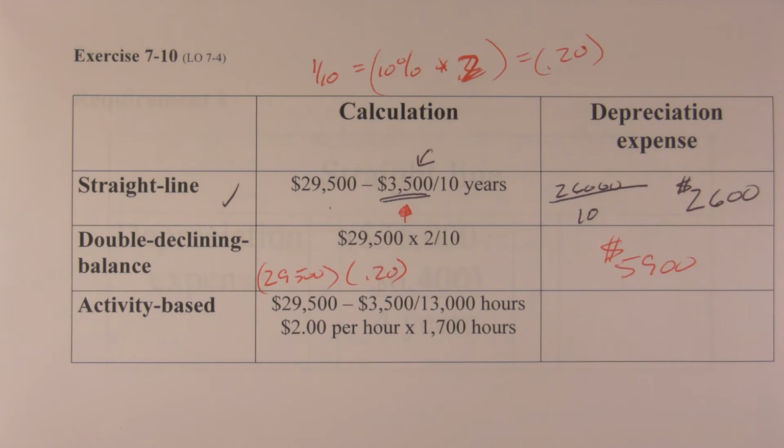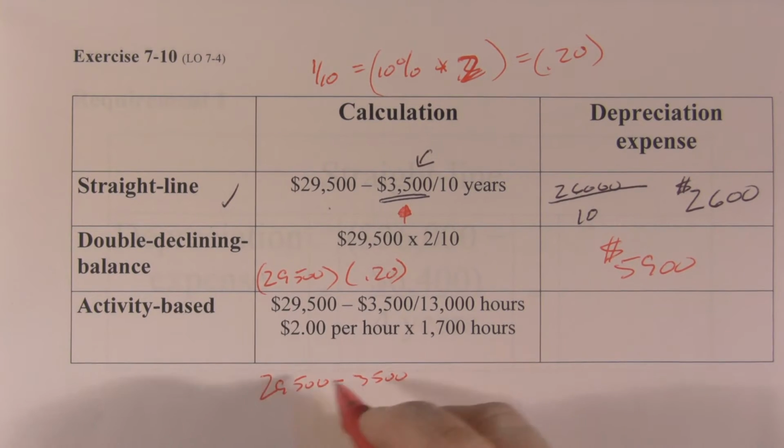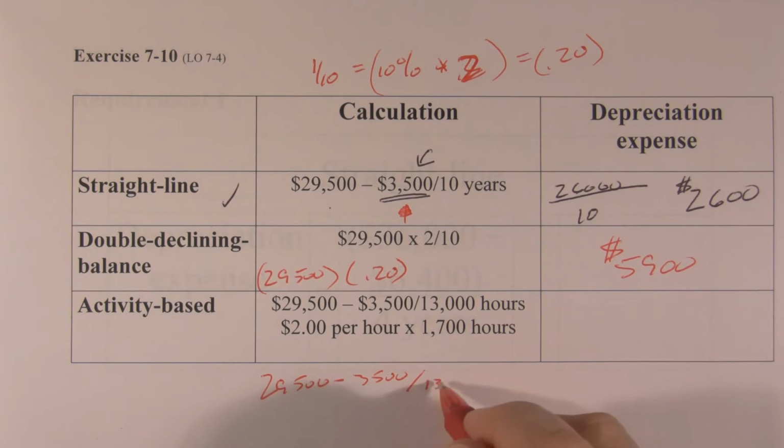And the last one is the activity based, and we take the 29,500, subtract the 3,500 just like we did with straight line, divide that by the 13,000 hours that they told us they expect, they guess, they hope, they think they might use. No guarantee. And at that rate, they expect, they guess, they hope, they believe. Whatever term of uncertainty you want to use, that's what they're doing.